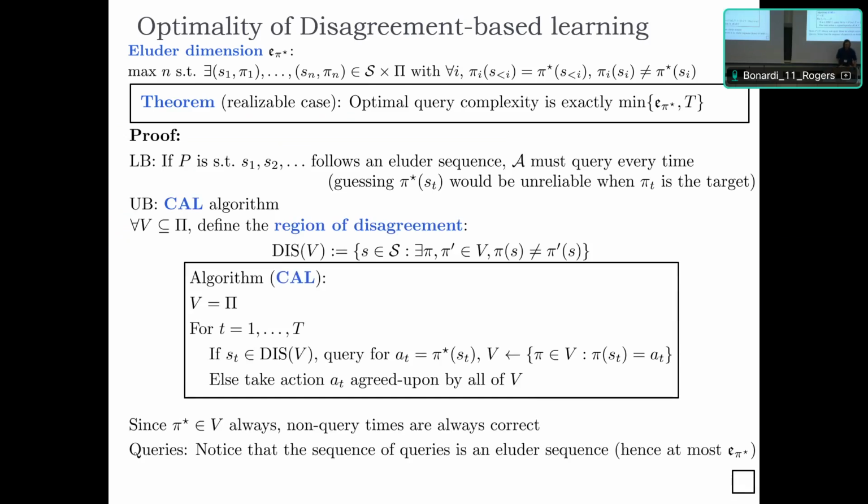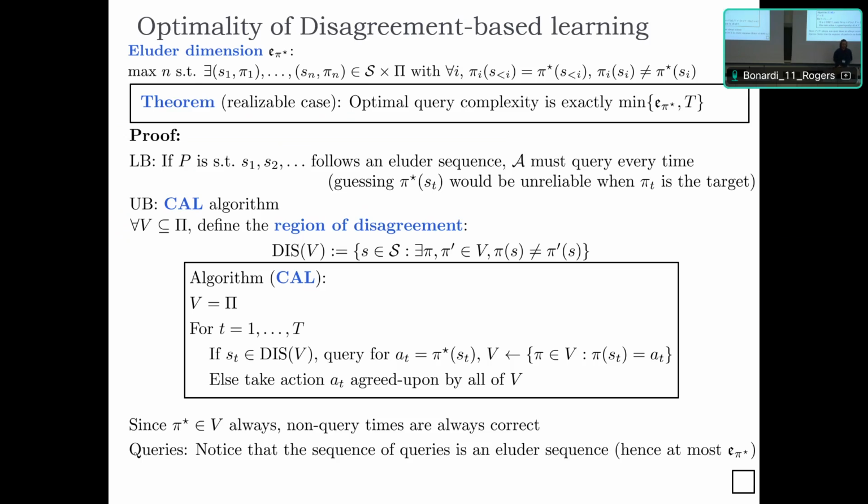In the other direction, we use this classic strategy called disagreement-based learning, introduced by Cohn, Atlas, and Ladner, and we call it CAL as a tribute to them. So let's introduce some notation. For any set of policies V, the region of disagreement of V, which we denote dis of V, is the set of states such that there exist two policies in V that disagree on what action to take in that state.